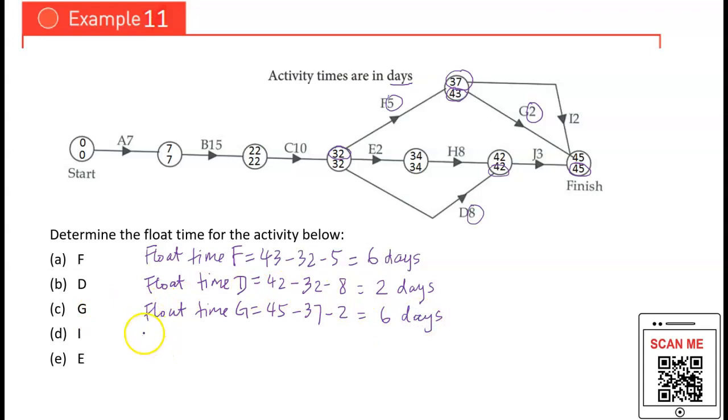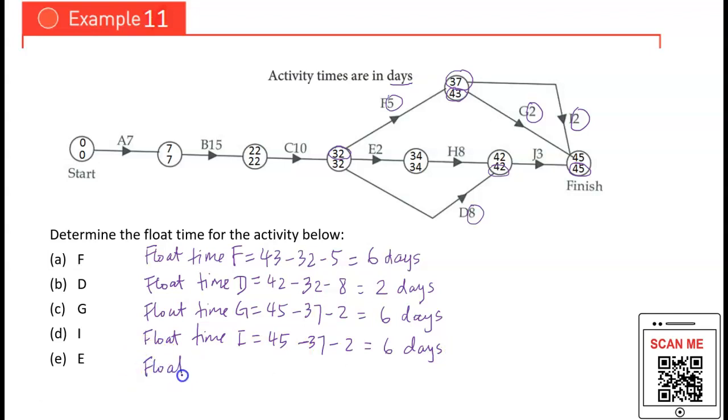Let's continue with the float time for the activity I. Where is the activity I? It is actually here. So this is the ending of activity I. The LST value here is 45, minus the start of the activity I, which is here, 37. And what about the activity I time? It is 2. Right, so you have 6 days as the float time for activity I.